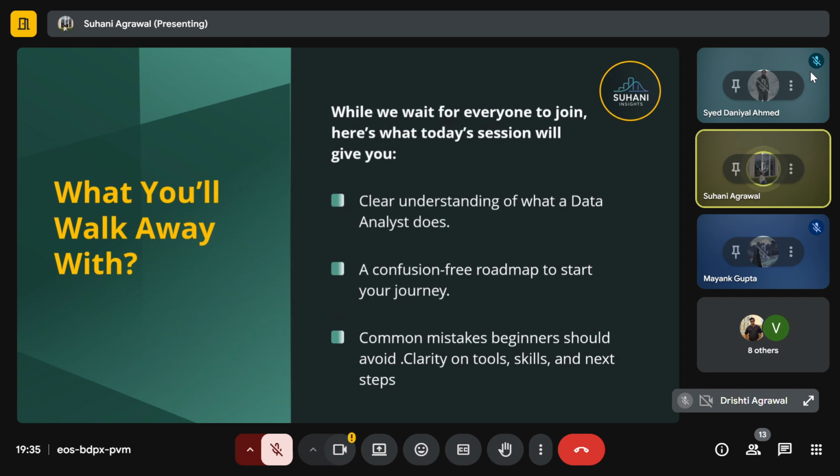While we are waiting, we'll understand what today's session is about. It will be clearly based on three topics. First, what a data analyst is, or what a data analyst does.